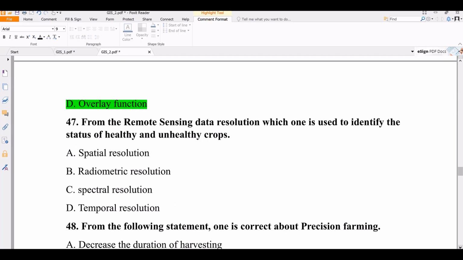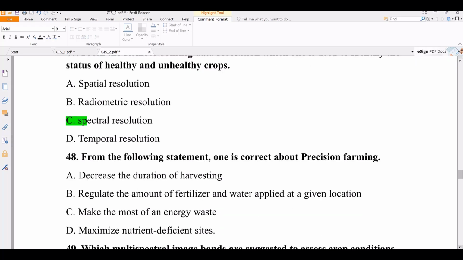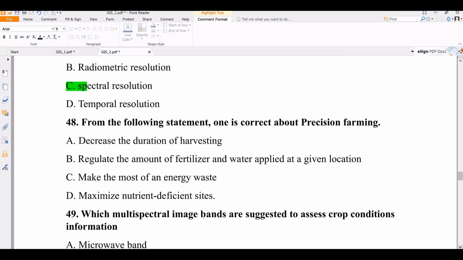Question number 47. From the remote sensing data resolutions, which one is used to identify the status of healthy and unhealthy crops? A. Spatial resolution. B. Radiometric resolution. C. Spectral resolution. D. Temporal resolution. So this spectral resolution helps to define unhealthy and healthy crops with normalized difference vegetation indexes.